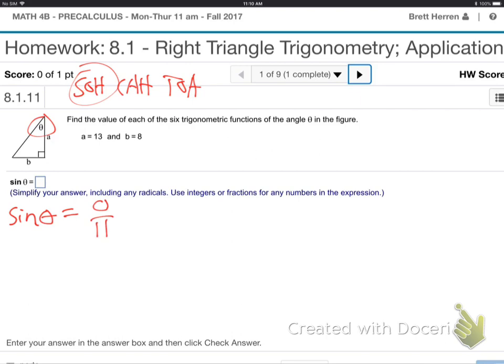So what is sine? Opposite over hypotenuse. Now, how do you know opposite, hypotenuse and all that? Well, they're giving the angle theta up there at the top. They could have put theta anywhere. But from theta's perspective, which side is the opposite side? B is the opposite. A is the adjacent. And over here is the hypotenuse. Are we good with that?